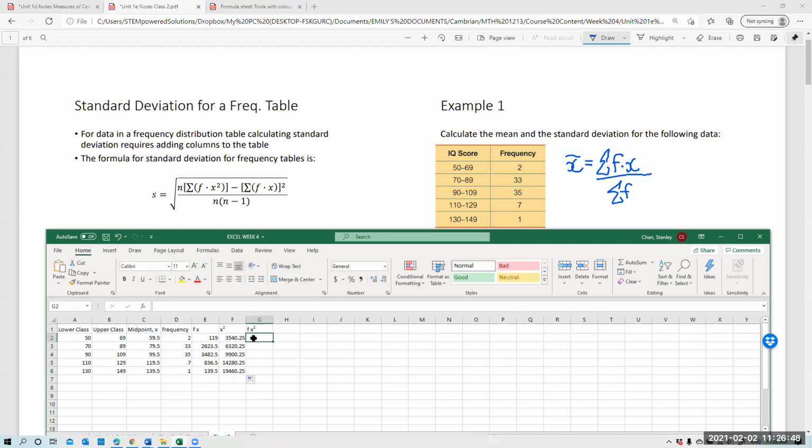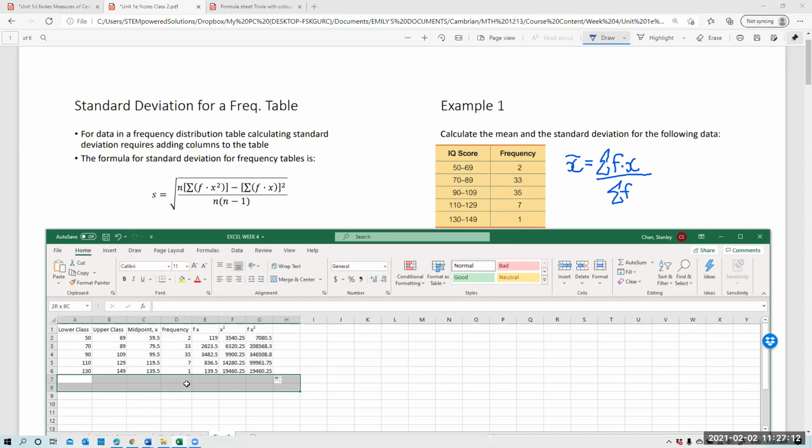So to calculate my frequencies times my x squared, all I have to do is multiply this column of frequency by my x squared, which is this one right here. Then I drag that down with the little plus sign all the way down. So now I'm practicing how to generate these values in the equation. So now I need to sum this up.